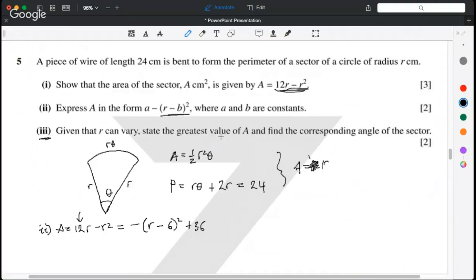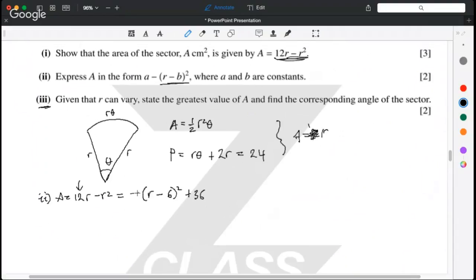Given that r can vary, state the greatest value of A and find the corresponding angle of the sector. So what they mean is, you can divvy up the perimeter between the arc and the radii, and they want to know which one will maximize the area. Well, obviously this is going to be a calculus question. So you just have to differentiate dA/dr. So you're varying the radius, that's what's changing, and you want to see how A changes when you do that. So that's just going to be equal to 12 minus 2r.